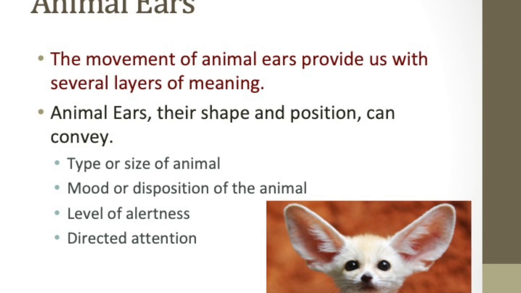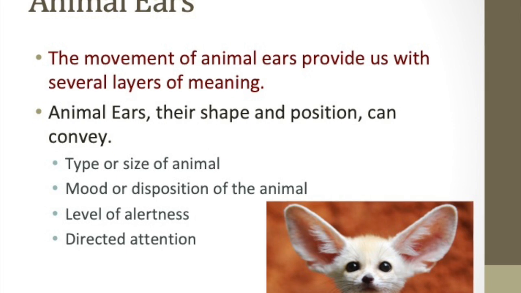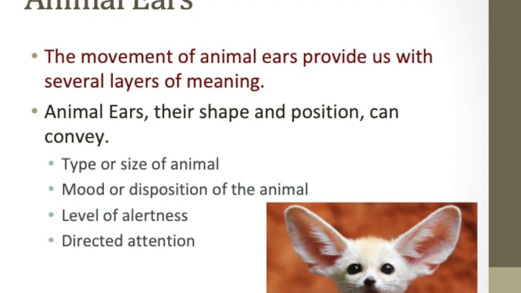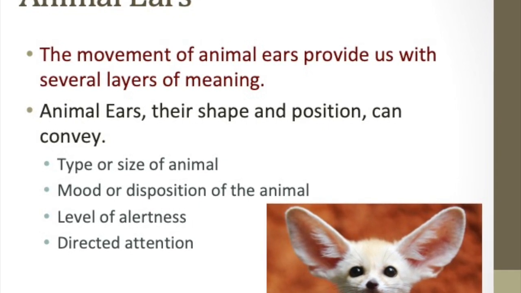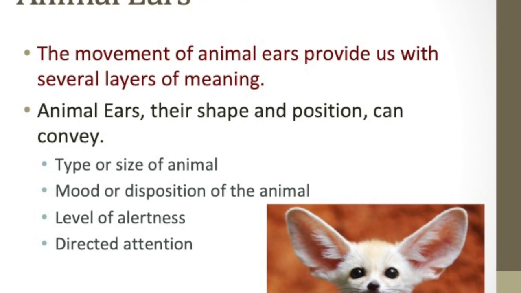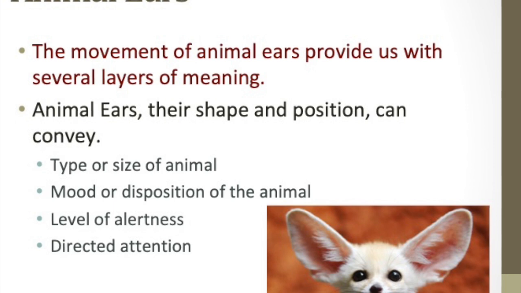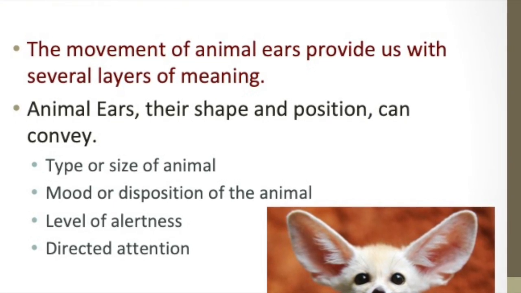Animal ears are important in ASL, and not just for stories about animals. The movement of animal ears provides us with several layers of meaning. Animal ears, their shape and position, can convey information about the type or size of animal, their mood or disposition, their level of alertness, and where their attention is directed.